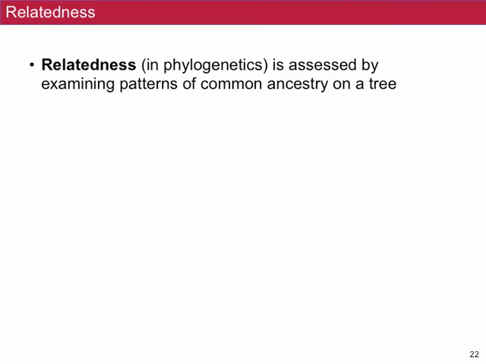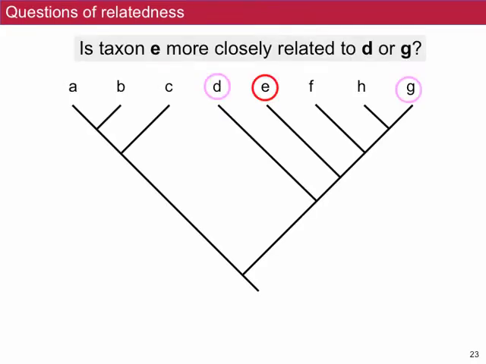We're talking about phylogenetic tree relatedness, which is assessed by looking at patterns on the evolutionary tree and looking for where organisms share a common ancestor. Two organisms are more closely related to each other than they are to something else if they share a more recent common ancestor with each other than they do with the other organism. So I'm going to show you this on a tree.